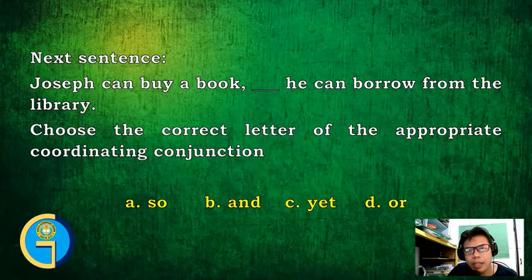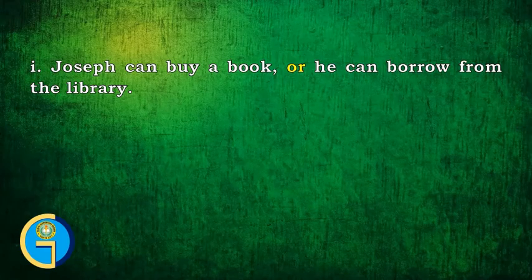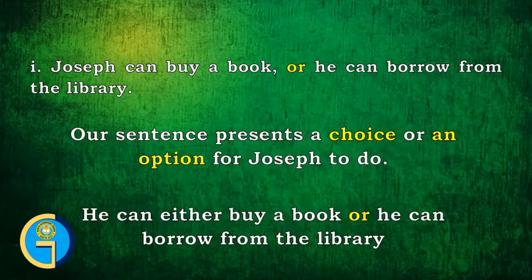And the answer is yes, or. Joseph can buy a book or he can borrow from the library. Class, our sentence presents a choice or option for Joseph to do. Therefore, or is used when a sentence presents an alternative, a choice, or an option. So, my dear pupils, if you see two independent clauses that show options or choices, obviously, the appropriate coordinating conjunction to use to connect the two of them is or.